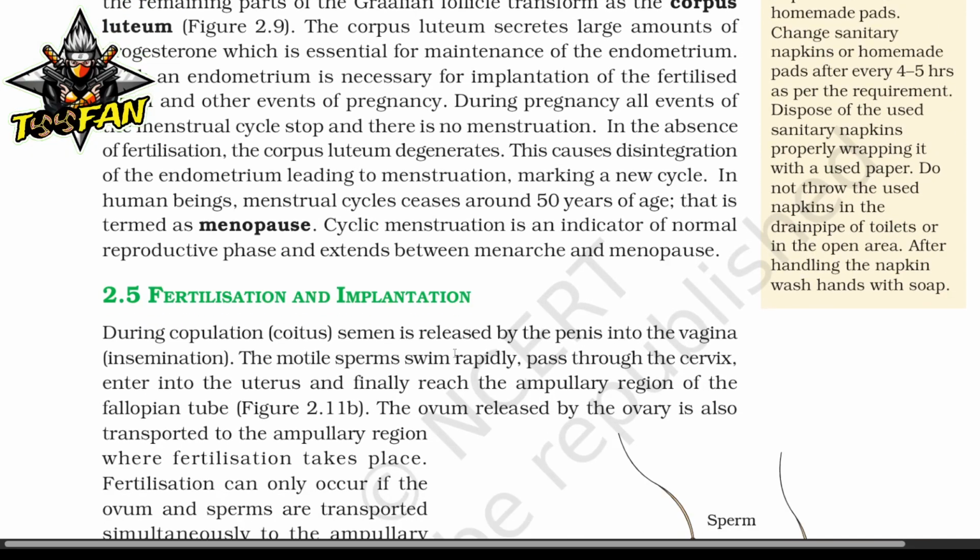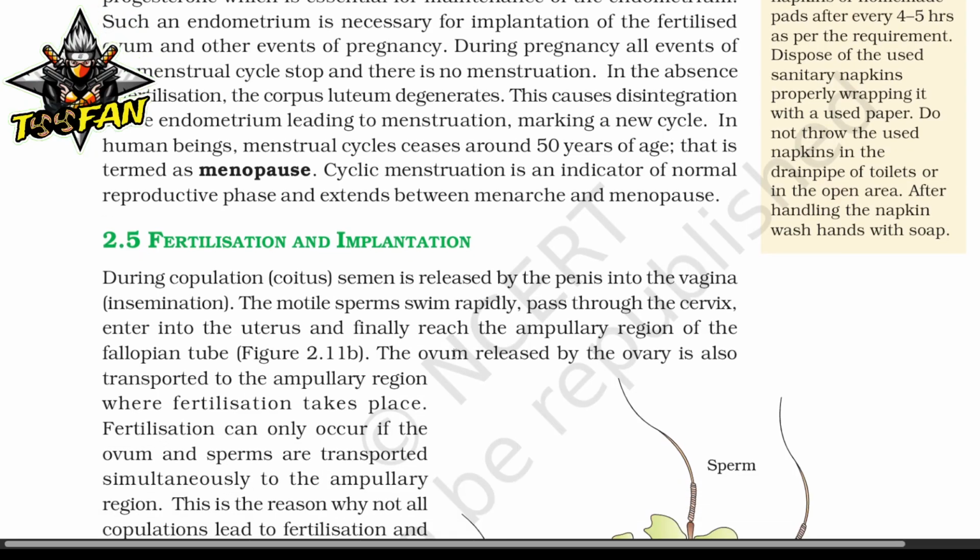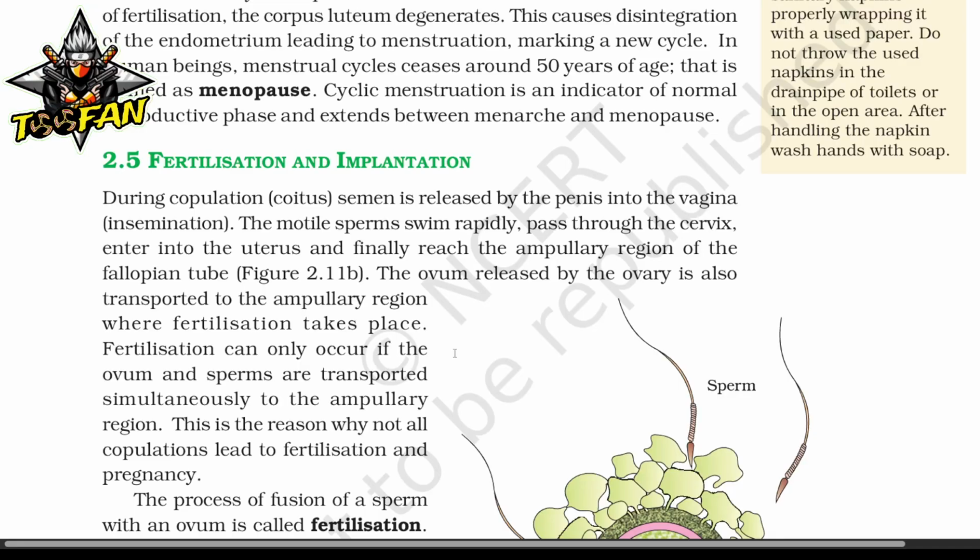Fertilization and implantation. During copulation, semen is released by the penis into the vagina, called insemination, and the motile sperm swim rapidly through the cervix, enter into the uterus, and finally reach the ampullary region of the fallopian tube. The ovum released by the ovary is also transported to the ampullary region where fertilization takes place. Fertilization can also occur if the ovum and sperm are transported simultaneously to the ampullary region. This is the reason why not all copulation leads to fertilization and pregnancy.